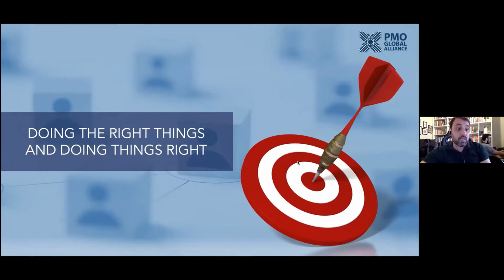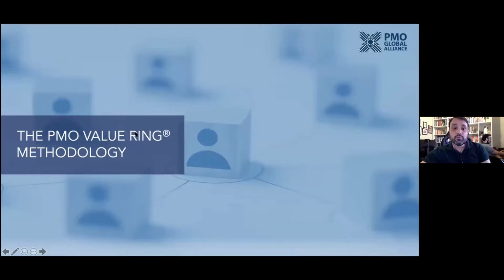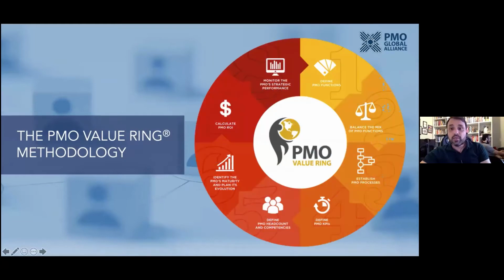So again, as I told you, if you go to pmovaluering.com, you can use step number 6, identify the PMO's maturity and plan its evolution. Here you will find a model with all levels for the 26 functions that are available in the methodology. I invite you to try it, right? I'm sure you like it.